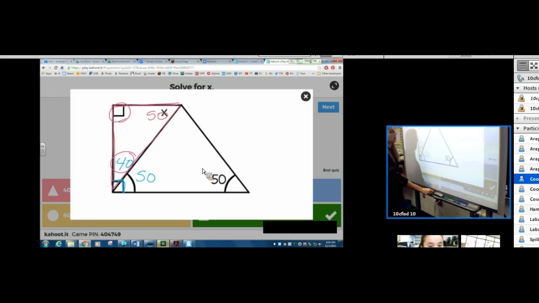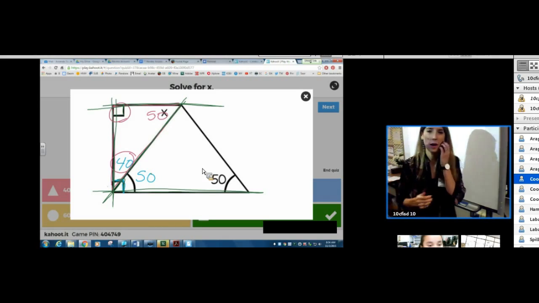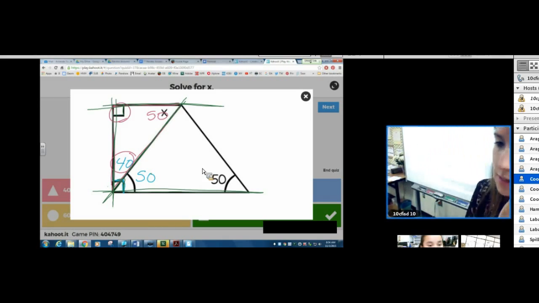So the answer to that one was 50. You could have also looked at it as parallel lines cut by a transversal right here, and you could have done alternate interior angles. I know these are parallel because this transversal is perpendicular to both lines. So multiple ways to get the same answer.